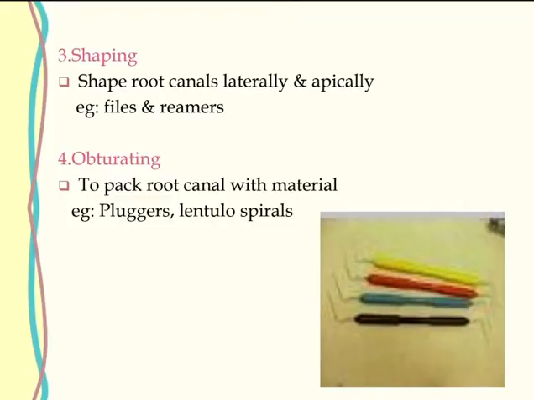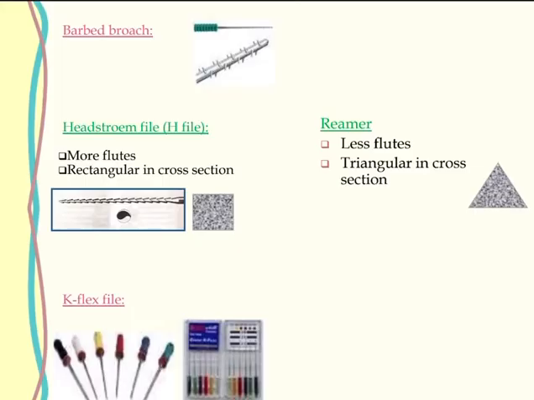Then shaping the root canals includes files and reamers. Most commonly you use files. You don't use reamers in primary teeth; they are very rarely used for shaping. Most of the time you use files largely to enlarge the canals. After that you obturate it with either pluggers or lentulo spirals. So the barb broach is largely used for extirpating the pulp tissue.